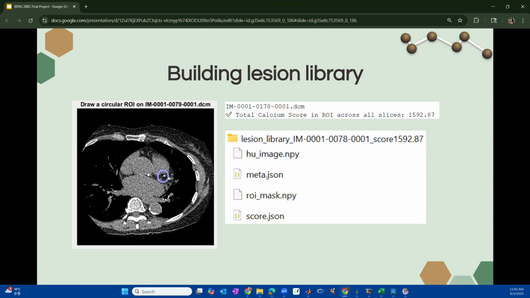The script then calculates the Agatston score for that lesion and creates a subfolder labeled with the lesion score, where each folder includes the original Hounsfield unit image of the slice that was used, a binary mask of the ROI, a JSON file containing the calcium score, and metadata extracted from the DICOM header. We repeated this for all the individual lesions in our patient data set, generating our library of real calcium lesions for the model to use.